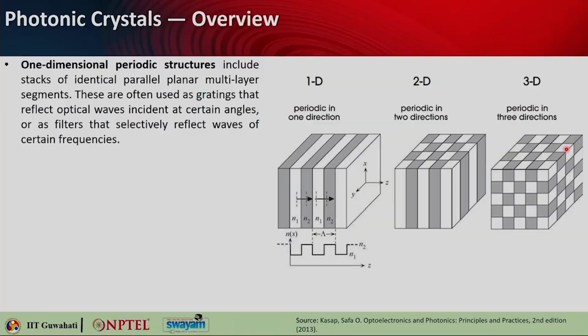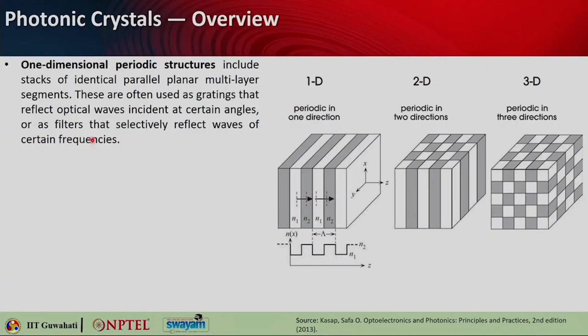So, let us look into the details of the 1D periodic structure. Here you can see that this includes stacks of identical, parallel, planar, multi-layer segments. So these two will form a period, and we will now repeat this period. So here how many periods are shown? 3 periods are shown, right? So the refractive indices, you can number them as N1, N2, N1, N2 and so on. Okay. So these are often used as gratings. So when you see a 1D periodic array, it is nothing but a grating. So what does a grating typically do?